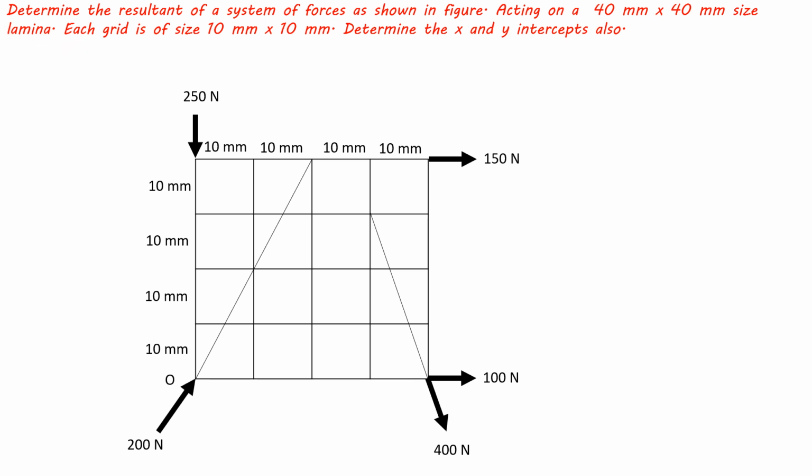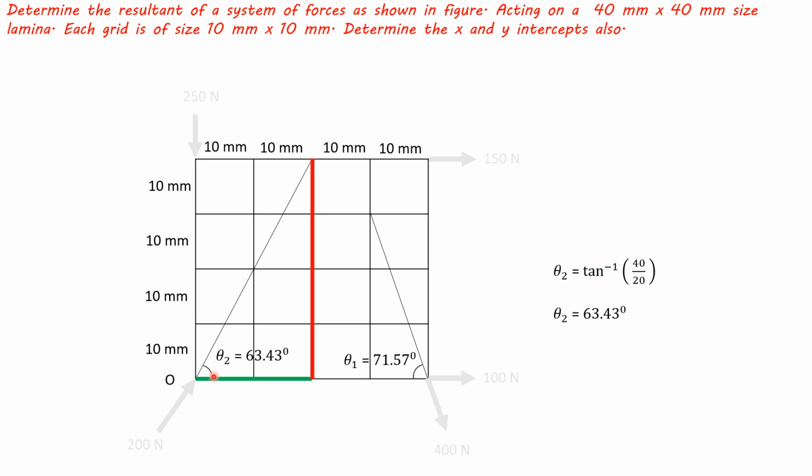Now first, calculating this angle. This angle θ1 is given by tan inverse of opposite by adjacent. Opposite is three grids, that is 30, and adjacent is one grid, tan inverse of 30 by 10. So θ1 we get is 71.57 degrees.